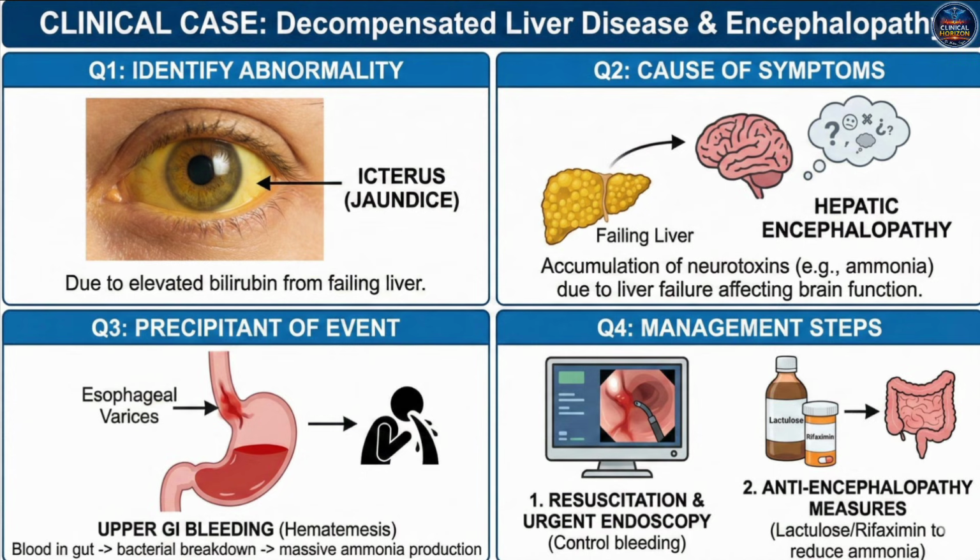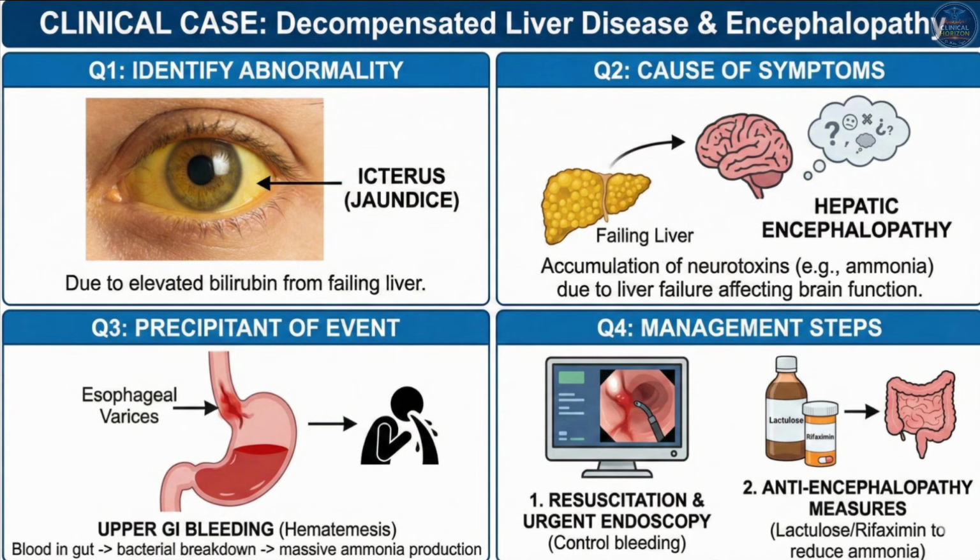Stabilize the patient and perform endoscopy to identify and treat the bleeding source like esophageal varices. Anti-encephalopathy measures: administer lactulose to trap ammonia in the gut and/or rifaximin, a non-absorbable antibiotic to reduce ammonia-producing bacteria.